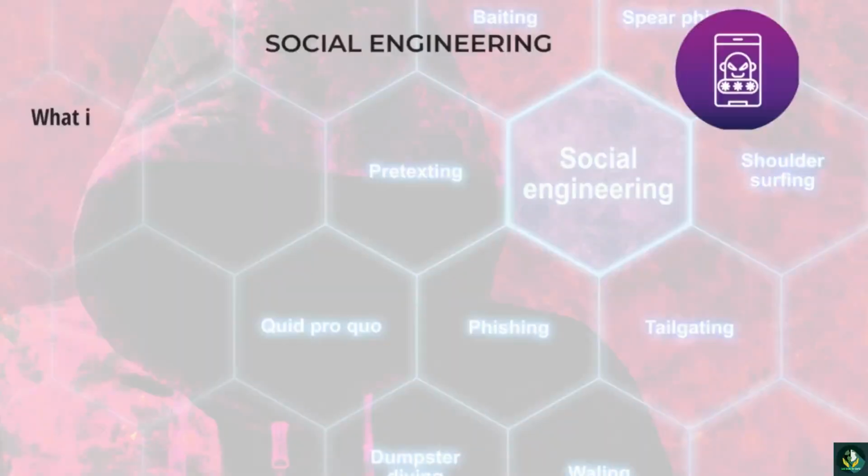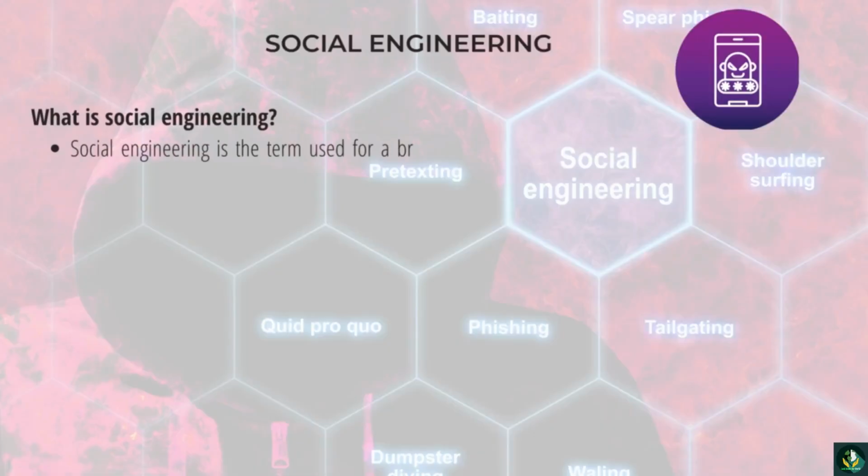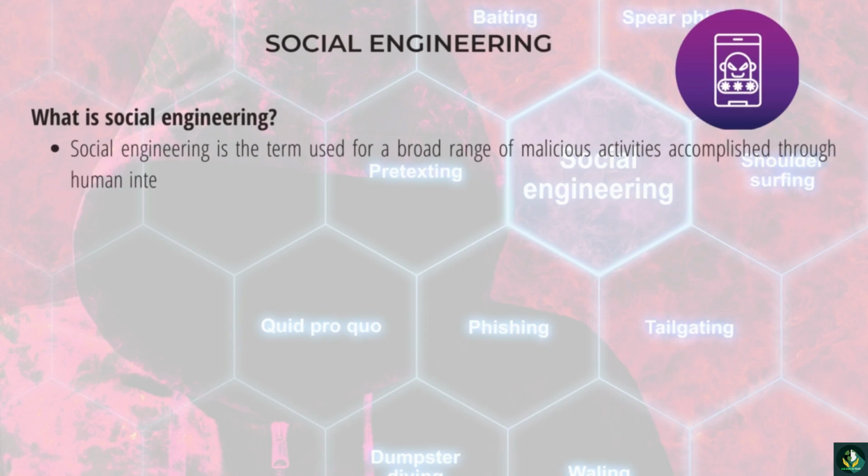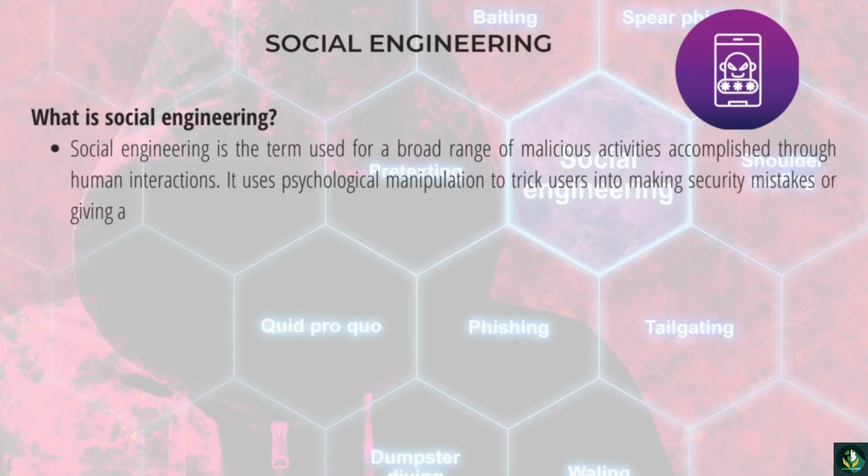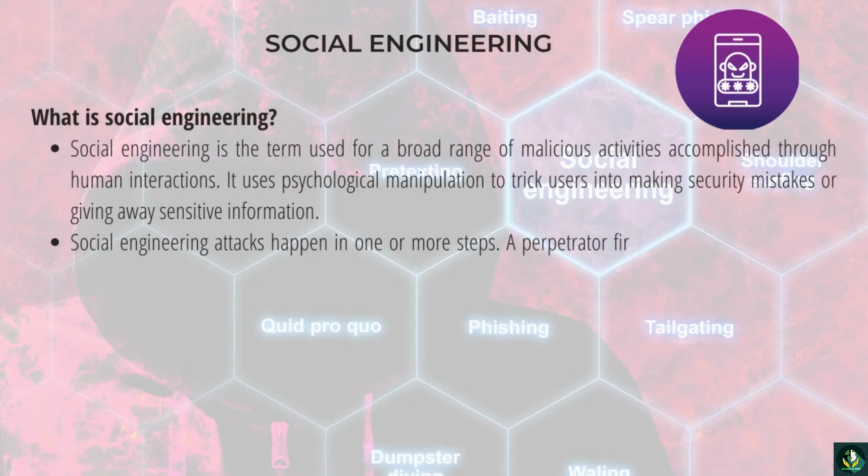Social engineering. What is social engineering? Social engineering is the term used for a broad range of malicious activities accomplished through human interactions. It uses psychological manipulation to trick users into making security mistakes or giving away sensitive information. Social engineering attacks happen in one or more steps.